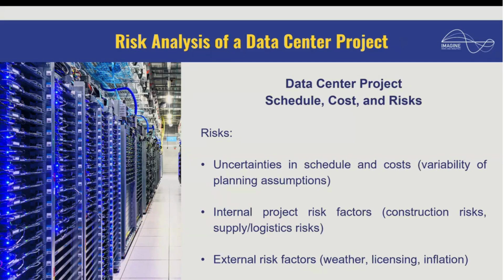Uncertainties in schedule and costs, so variability of the planning assumptions. Say you plan to run your procurement phase in 90 days, but it might take 100, 120, 150 days, depending on problems along the way. So there is an uncertainty, a natural variability of the assumptions. This is one source of risk.